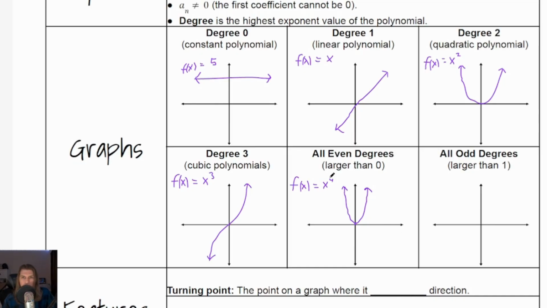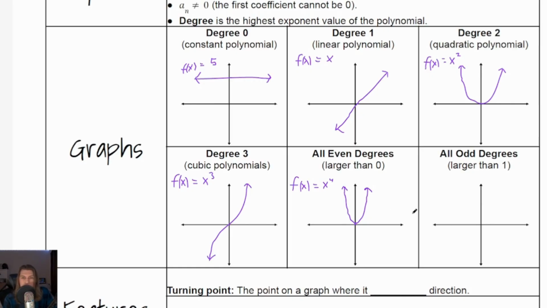If you plug in 1, you're going to get 1. But if you plug in 2, suddenly 2 to the 4th is way bigger than 2 squared, because 2 squared is 4, and 2 to the 4th is 16. So it's going to rise much more quickly.